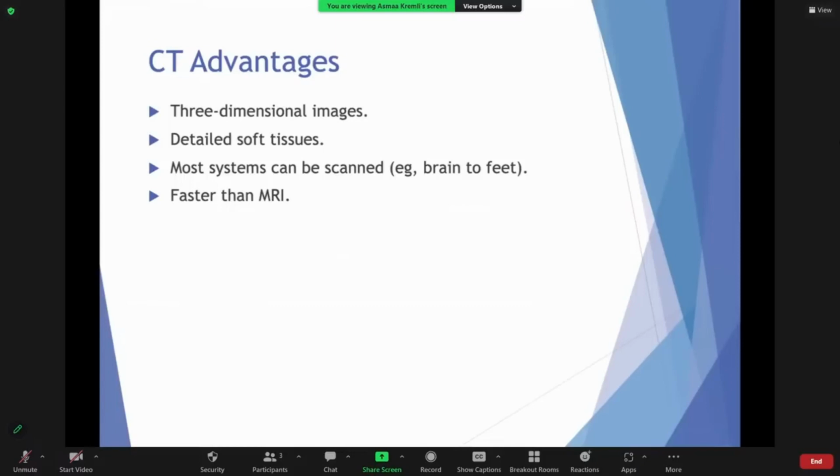The second advantage is that it has detailed soft tissues, and most systems can be scanned, not as we said in ultrasound. So in CT scans, we can scan from the brain to the feet. And the CT is faster than MRI, but of course it will take longer than X-rays, but it will take only a few minutes also.